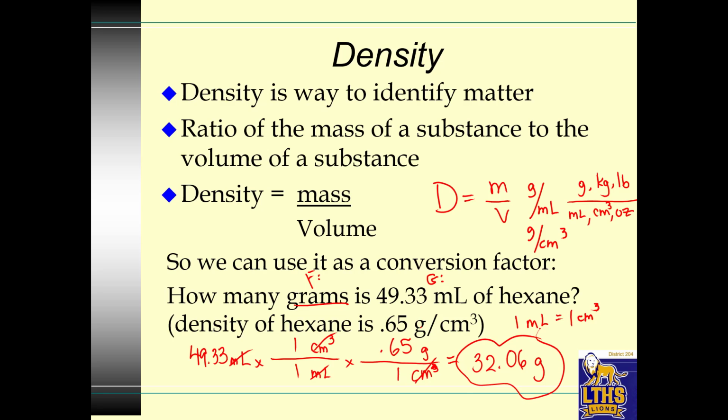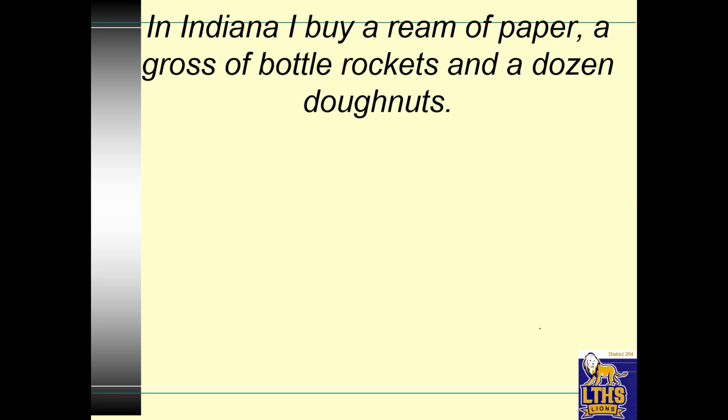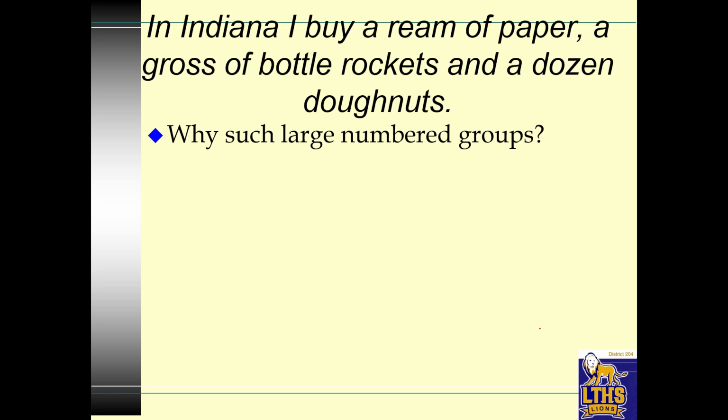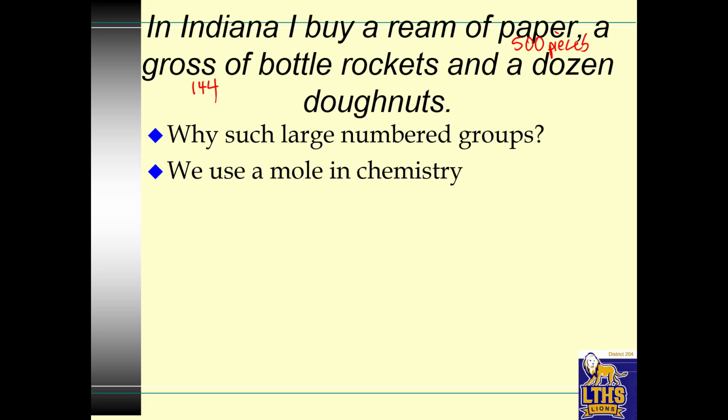So, how is this all related to moles, which is supposed to be the topic of this video? So, in Indiana, I buy a ream of paper, a gross of bottle rockets, and a dozen donuts. So why didn't I just tell you how many things I buy? Well, instead of telling you about 12 donuts, I'd tell you about a dozen, because then I don't have to count them. When I say a dozen, you know I mean 12. In chemistry, we use the mole, okay? So a gross of bottle rockets is 144. A ream of paper is 500 pieces, right? So do I want to count out 500 pieces of paper? No, I just want to buy a ream, or a gross, or a dozen.